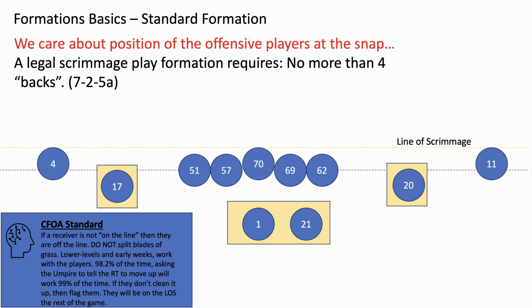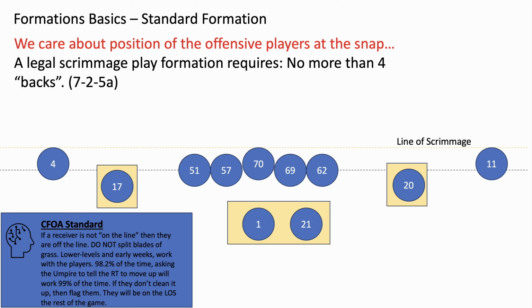And then we care about the position of the offensive players at the snap. A legal scrimmage play formation requires that no more than 4 offensive players are in the offensive backfield, and that includes the quarterback. So in this particular example here, we see that number 17, number 20, number 1, and number 21 are clearly off of the line of scrimmage, and therefore in this formation, this is a legal offensive formation that the offense can snap the ball in. Our CFOA standard that we talked about in the offseason here, that is, if a receiver is not on the line, then they are off of the line.